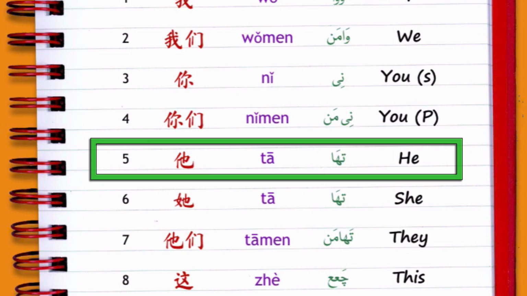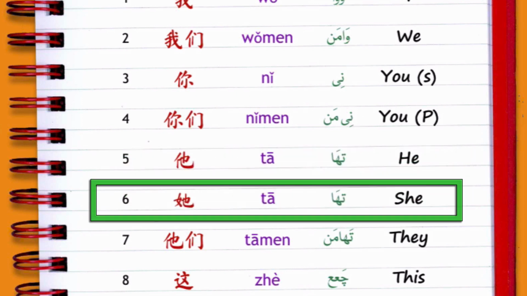Word number 5. 他. This word is used for he. Word number 6 is similar to this. In spoken, pronunciation is same, but the characters, the Chinese hanzi, are different. Number 6. 她. This time it is for she. In English, for he or she, the pronunciation is same in Chinese.